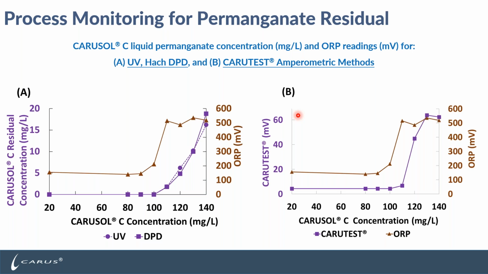On the other hand, both the UV-vis and the DPD testing showed a stable baseline and immediate response when permanganate was present at excess levels.